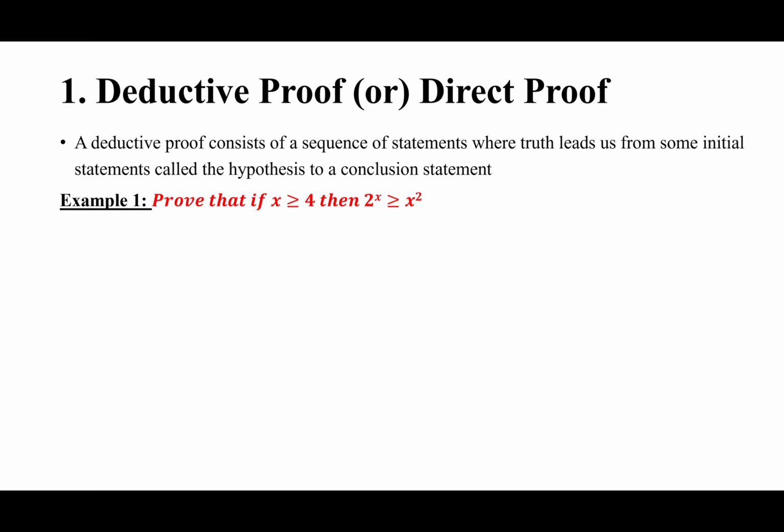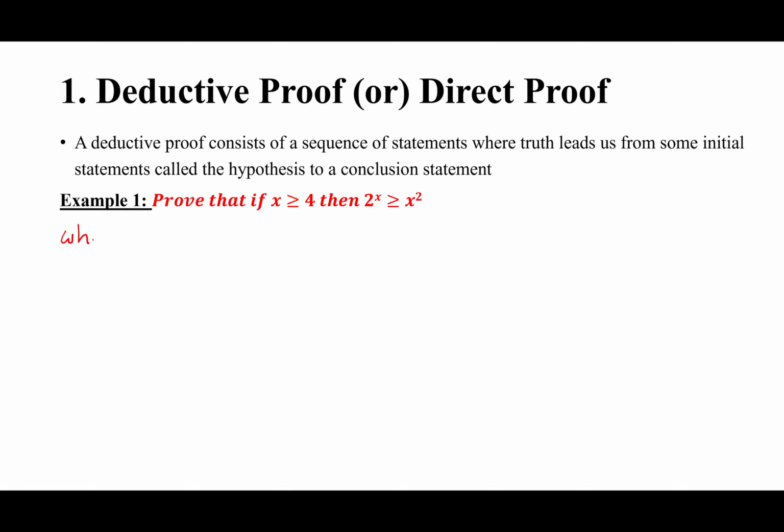A deductive proof consists of a sequence of statements where truth leads us from some initial statement, called the hypothesis, to the conclusion statement. For example, prove that if x is greater than or equal to 4, then 2 power x is greater than or equal to x square. Here we are going to prove this. It is given that x is greater than or equal to 4, so with this we can try to solve.